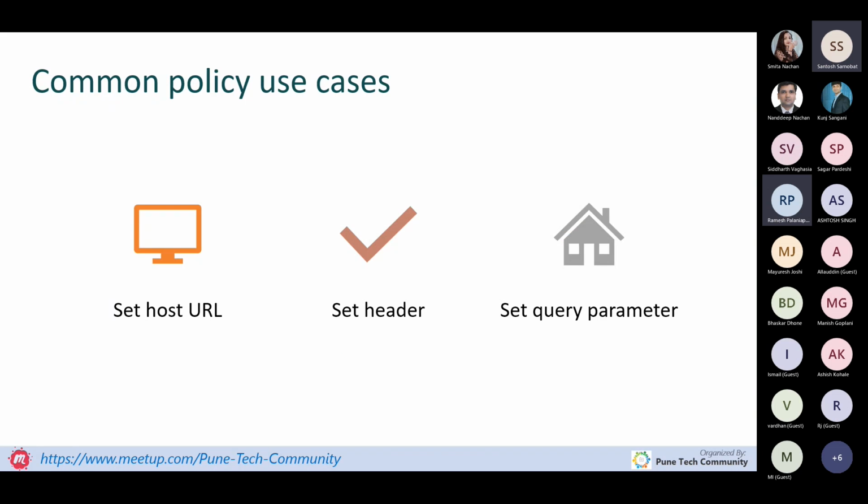Now let's go and see some of the common policy use cases. There are set host URL, set header, and set query parameter. Let's go one by one. When it comes to set host URL, by default the host URL is hard coded into the connector configuration. A policy combined with the connection parameters allows the host URL to be specified every time you create a connection by using the connector.